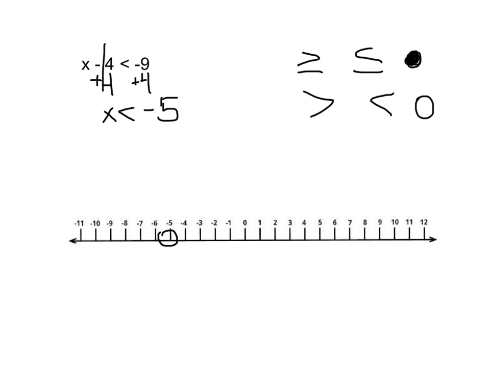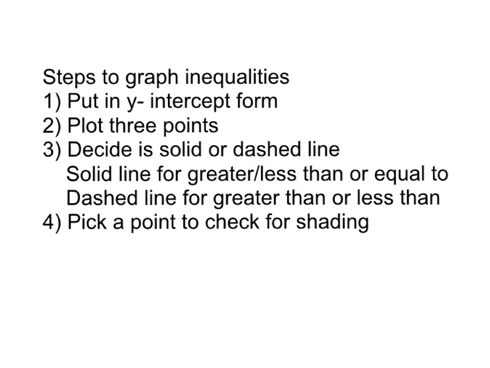And I asked myself, which numbers are less than negative 5? Is negative 6 less than negative 5, or is negative 4 less than negative 5? I know that negative 6 is, so I would shade these numbers to the left. So that's how we would graph inequalities with one variable. Let's move on. These are the steps to solving and graphing inequalities.